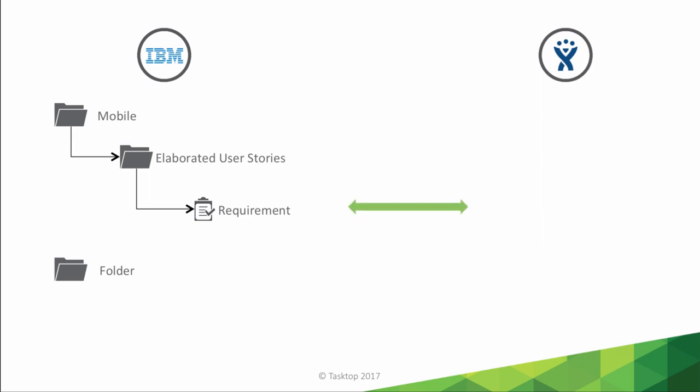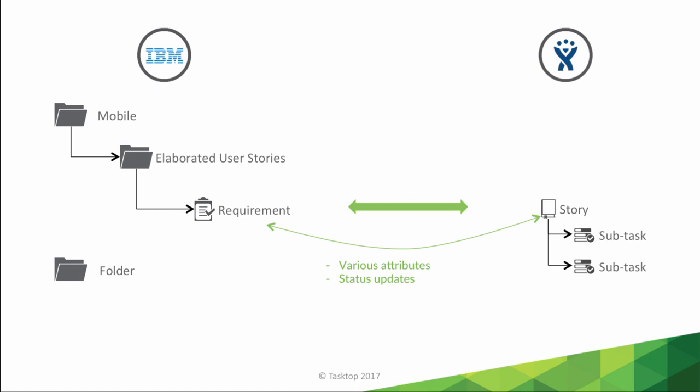We're going to see this requirement then being sent over to Jira as a user story. And from a development perspective, we're going to be seeing some subtasks being created against that user story. So essentially the story being broken down. And we'll also see some various attributes flowing back and forth, as well as status updates for the latest up-to-date status. So let's get to it.